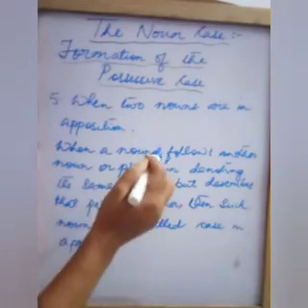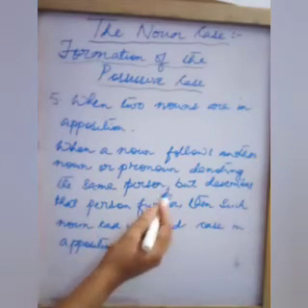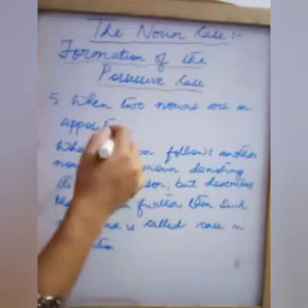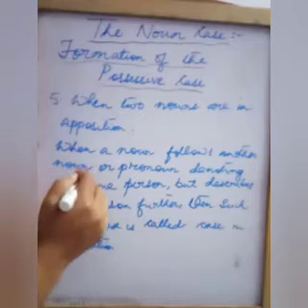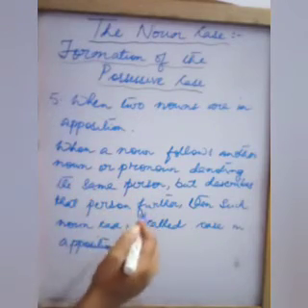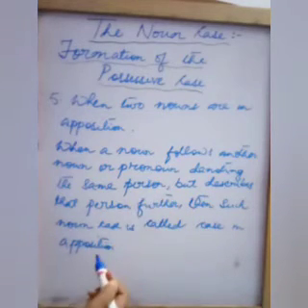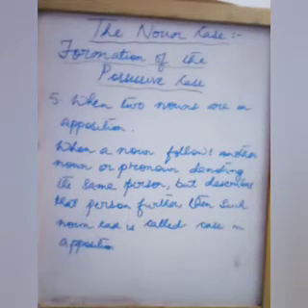So when a noun follows another noun or pronoun denoting the same person, but describes the person further. Okay, so that second noun is talking about the first noun. It is describing that person further, talking maybe about his quality. So when such a case happens, it is called the case in apposition. Alright, now when I give you an example, you will understand what I am trying to tell you.